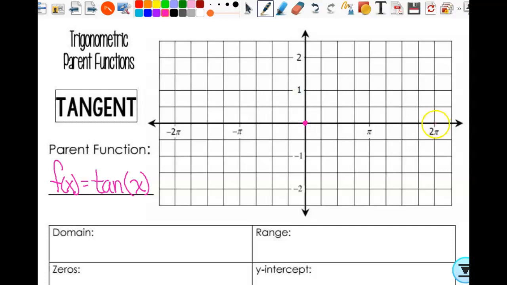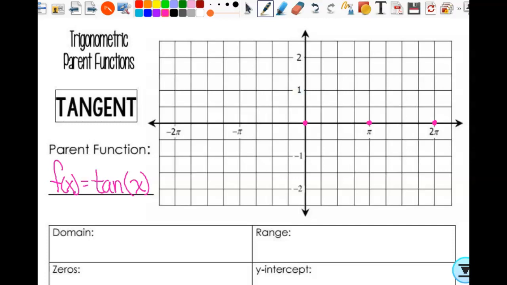What is the tangent of 2 pi? 0, because we're back at 0, right? What is the tangent of pi? 0, okay? And then, so let's go halfway. What's the tangent of pi halves?